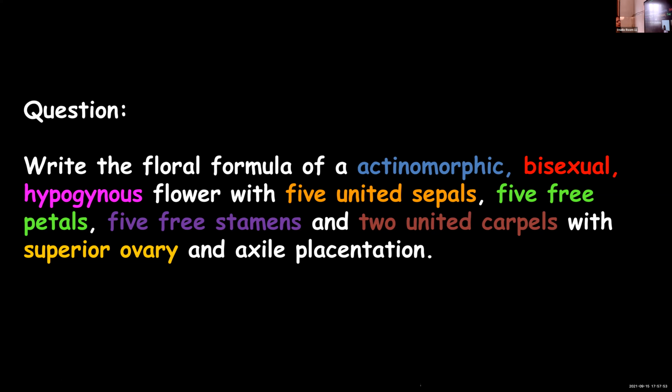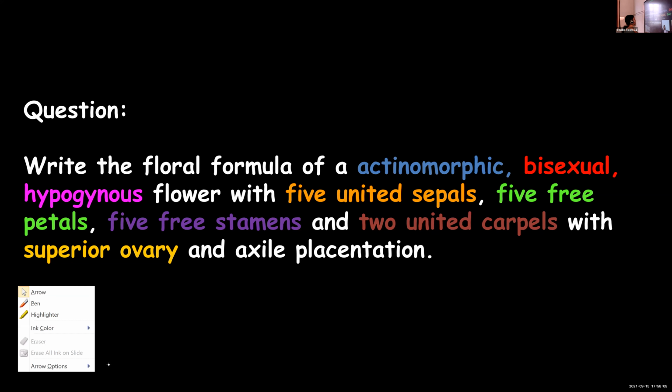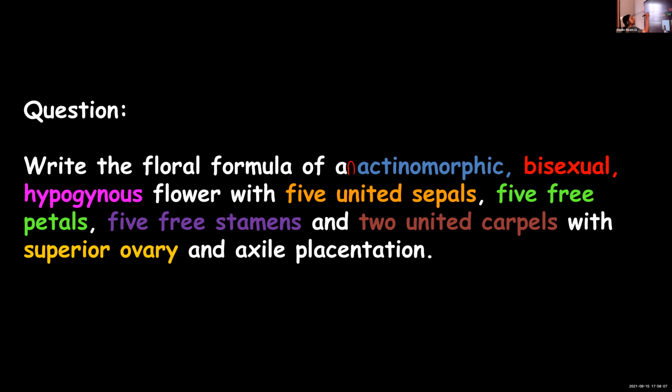Write the floral formula of an actinomorphic, bisexual, hypogynous flower with 5 united sepals, 5 free petals, 5 free stamens, and 2 united carpels with superior ovary and axile placentation. I think the same question is there at the back of the textbook. Now quickly do it.